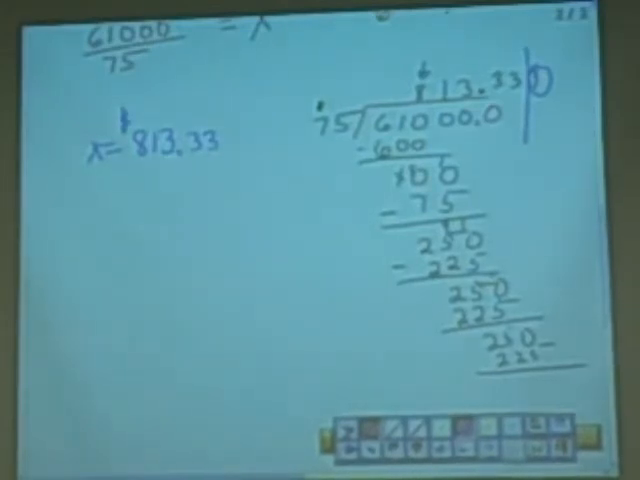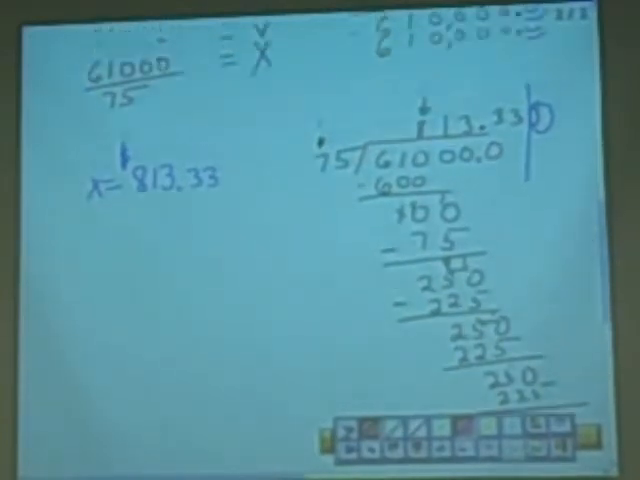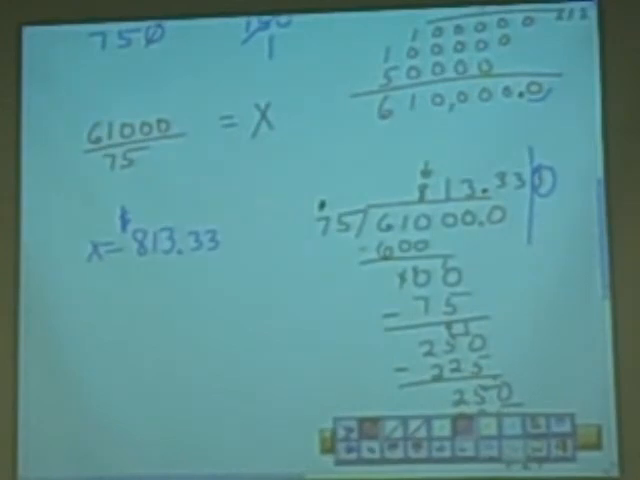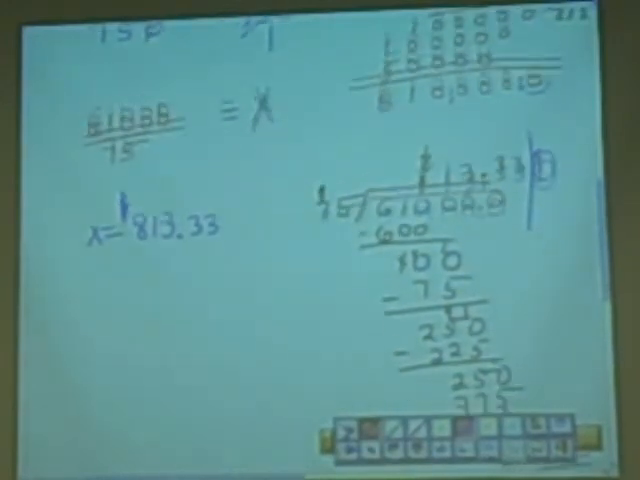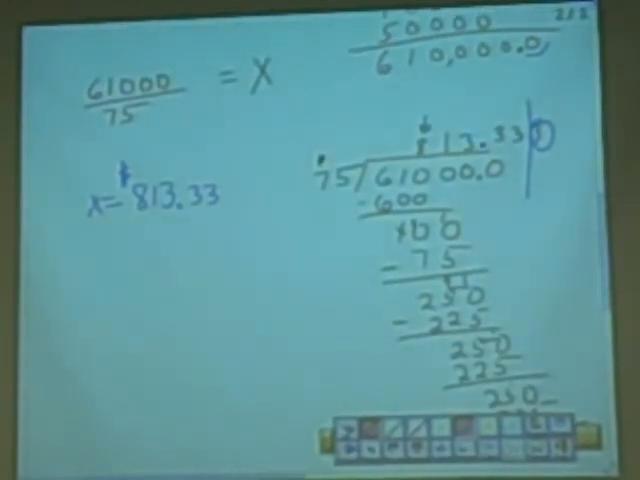Okay? But we would round at the end if it was higher. If the 3 was like a 5, would it be 34 cents? If the last 3 was a 5, it would be. Yeah, that's right. If this is 5 or higher, then you would round to 34. Okay?